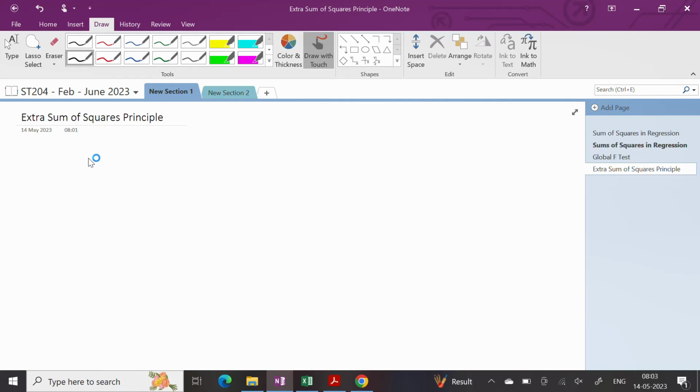Hello everyone. Today we will see how the extra sum of squares principle works. We have already seen it in application. We have seen that there also we use the F-test. So today we will try to theoretically prove it. What we do in the extra sum of squares principle is that we try to break down the regressors that we have into two parts.